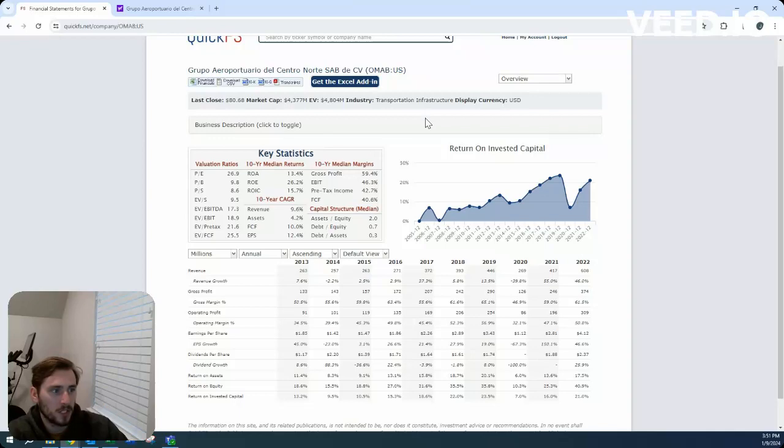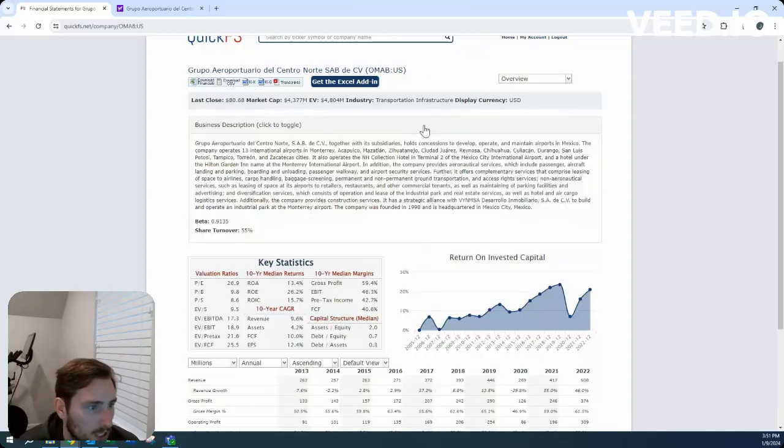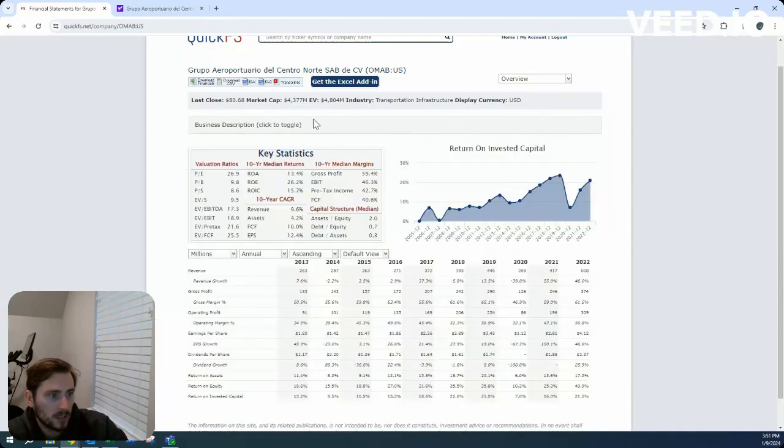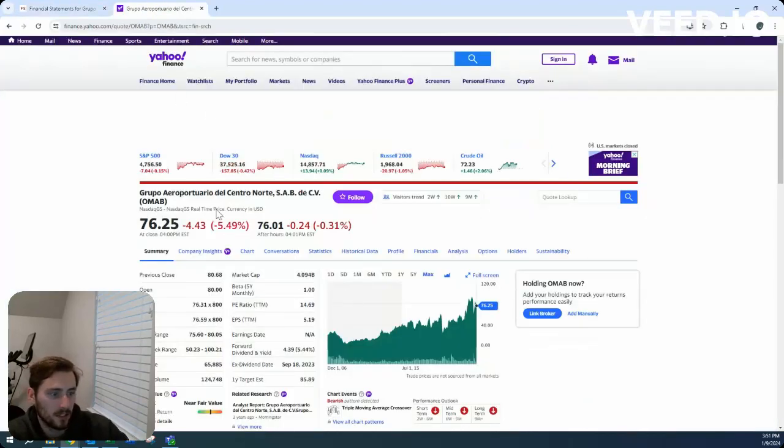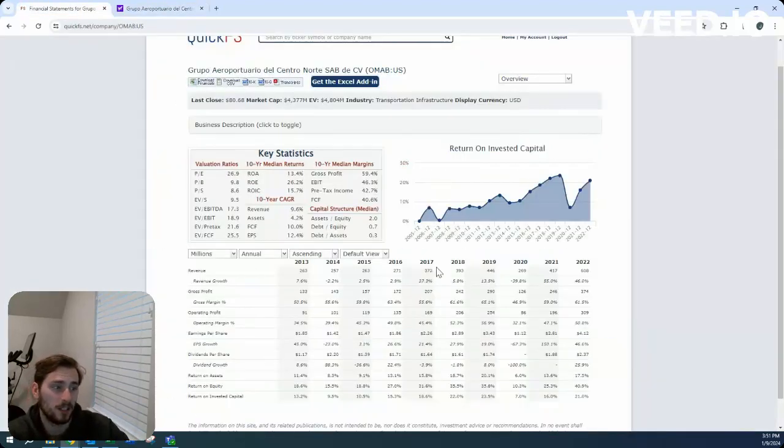It's in the transportation infrastructure industry. Looks like they develop, operate, and maintain airports in Mexico. The company was founded in 1998, headquarters in Mexico City, Mexico. So $4.4 billion market cap, $4.8 billion enterprise value. Currently a 5.4% dividend yield.